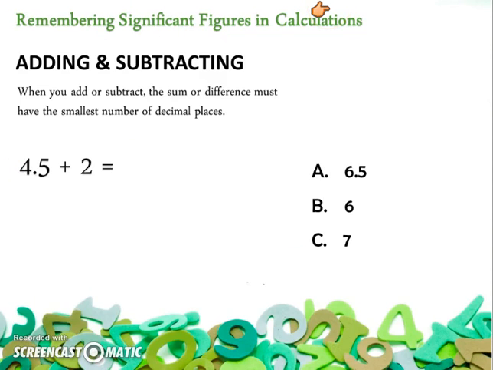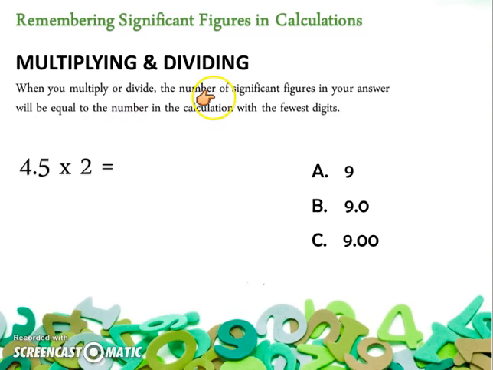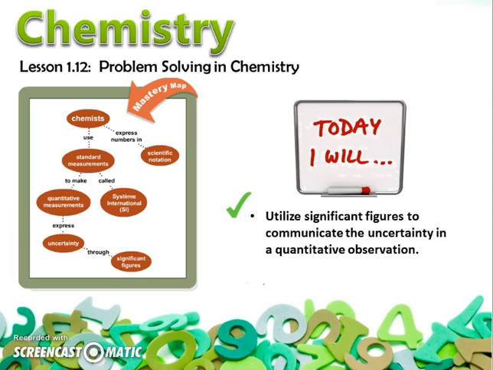Now, if you're in the honors class, I was going to talk to you about adding and subtracting, multiplying and dividing. There are rules governing those, but that's not something we're going to focus on a real lot going forward because we just don't have the time. So you did have some questions in your chemistry practice worksheet about this. You can go ahead and use the rules that I've outlined here for you, that when adding and subtracting, the sum or difference has the smallest number of decimal places. And for multiplying and dividing, the number of significant figures in your answer is equal to the number in the calculation with the fewest digits. This can become really hairy, so let's just ignore it for now.